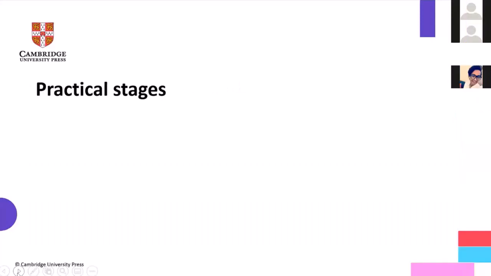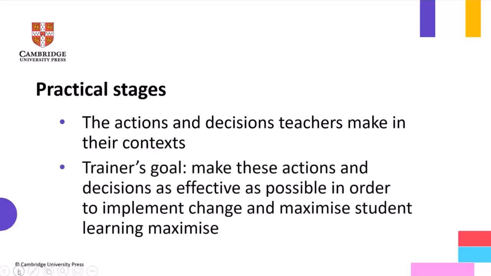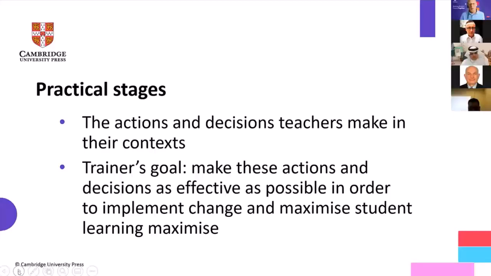Okay, so our practical stages then, I'll just very quickly conclude by hopefully making it clear what needs to go on in the practical stages. These are all of the personal actions and decisions that teachers make in their context. So teacher A over here and teacher B over here, we may be looking at the same materials, but coming up with different ways of using them because their contexts are different. And remember, as the trainer, as the teacher educator, your goal is to make these actions and decisions as effective as possible. Because if the actions and decisions that the teachers make are effective, then of course this helps to implement change and maximize student learning.